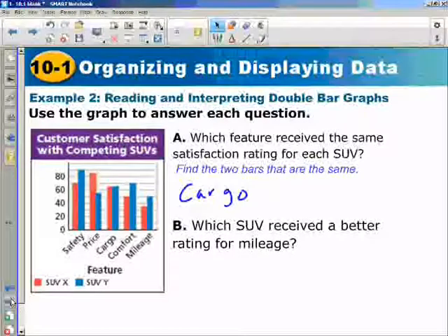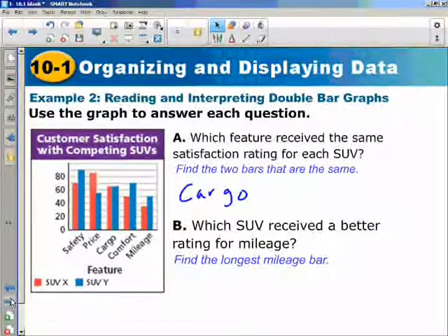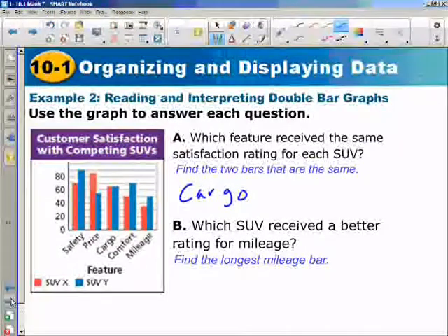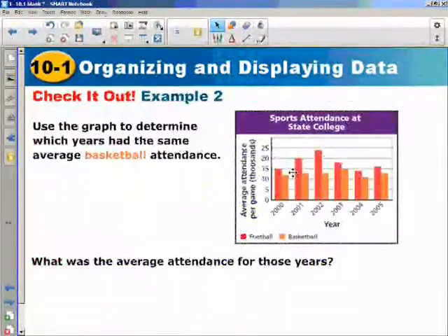Likewise, which SUV received a better rating for mileage? And that's going to be an issue for people. We want the highest bar, and we go to the mileage, the far end here, and it was the blue one, SUV Y. I do another example here. I'm going to ask you to hit pause and see if you can answer the question on your own, and then hit play and see how things went.